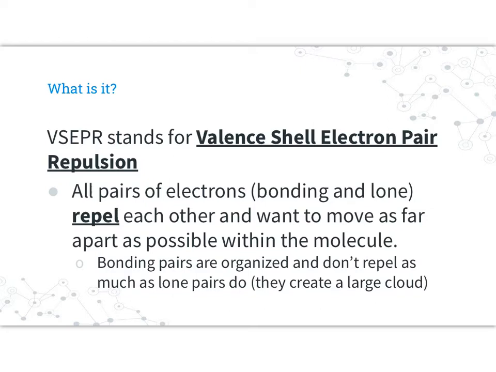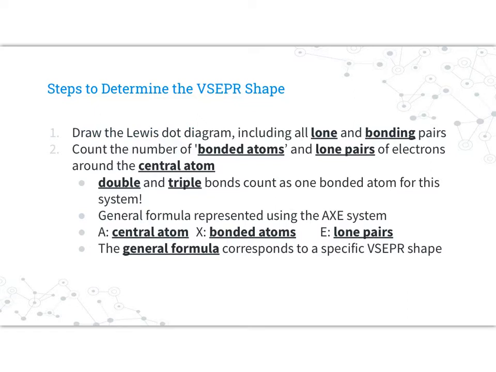So bonding pairs are organized and don't repel as much as lone pairs do. They create a large cloud. So we'll get to that. What we need to know is how to determine the VSEPR shape.